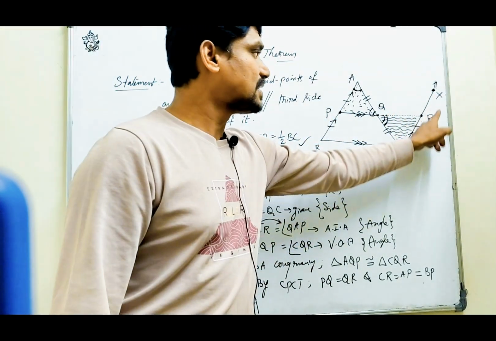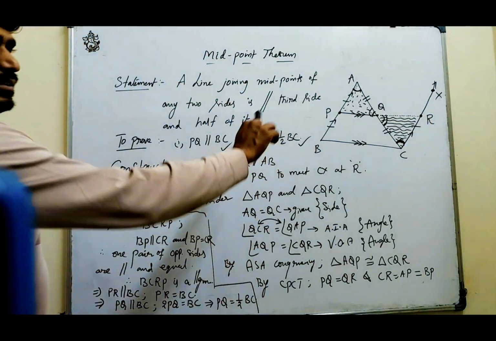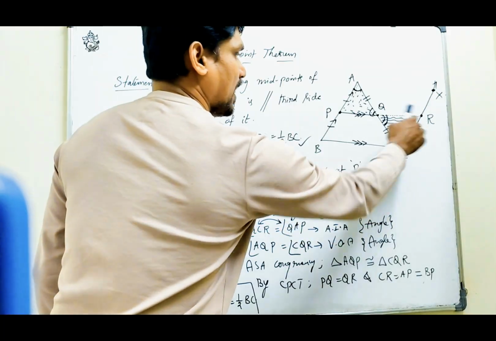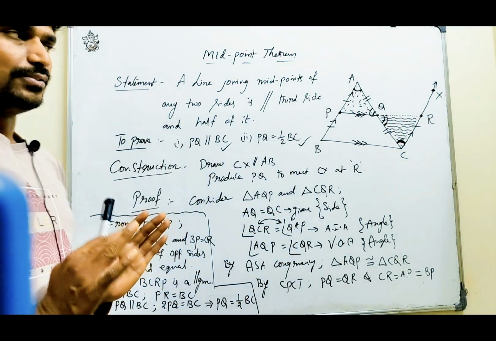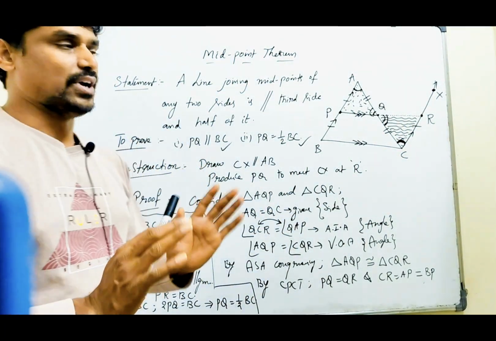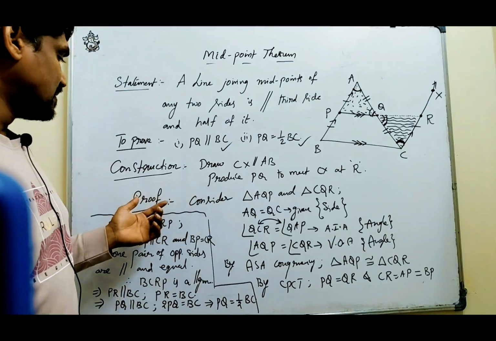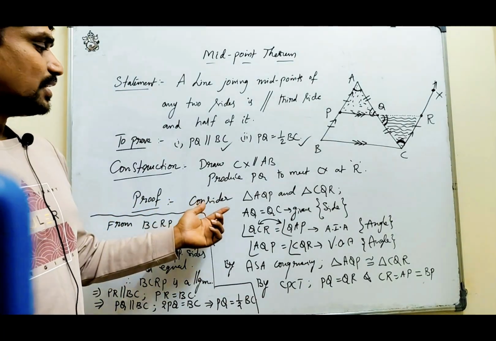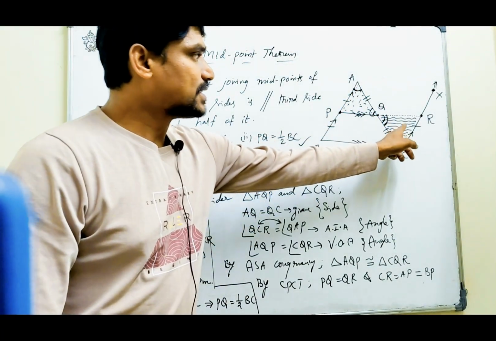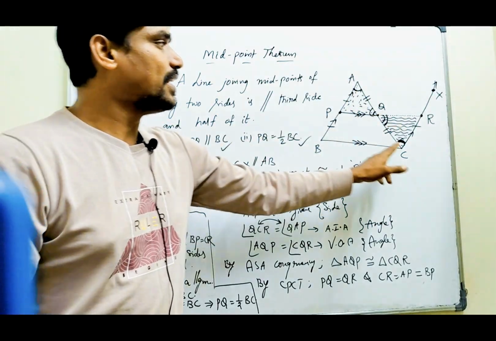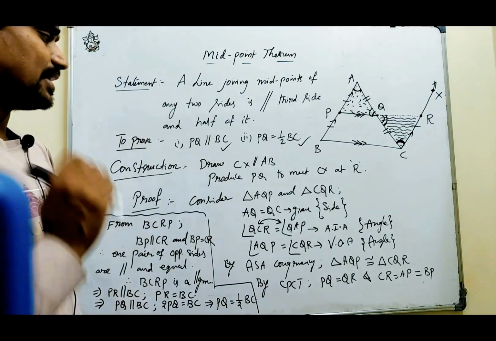So PQ meets CX at R. Now we have PCRP as a quadrilateral for now. For now it is just a quadrilateral. We are not sure it is a parallelogram yet. So now what are we going to consider? Proof. Consider this triangle and this triangle. What are they? AQP and CQR. We are going to consider those.